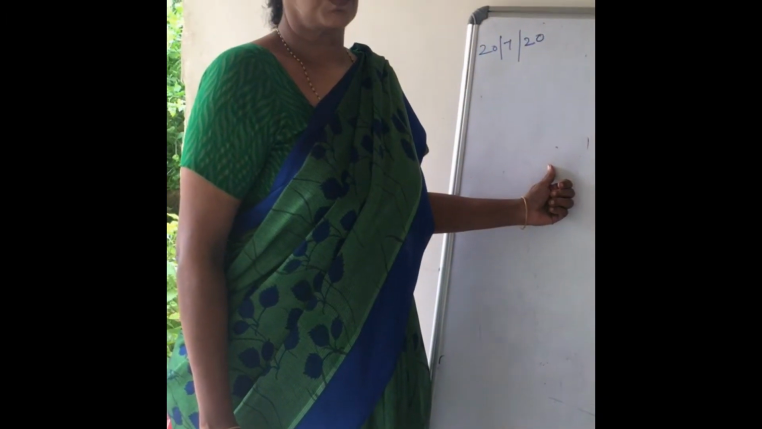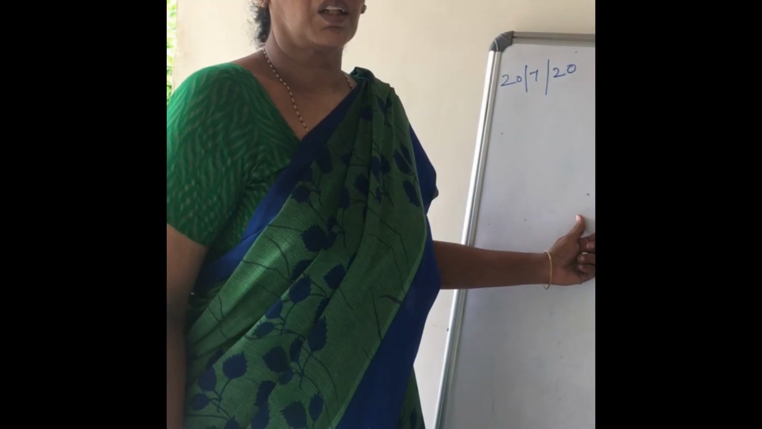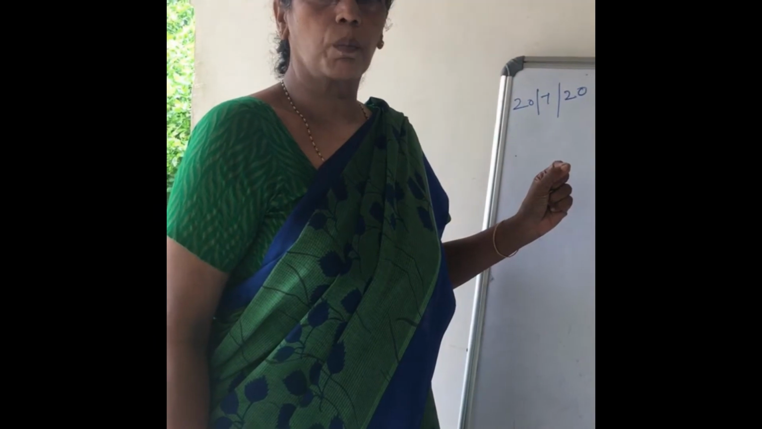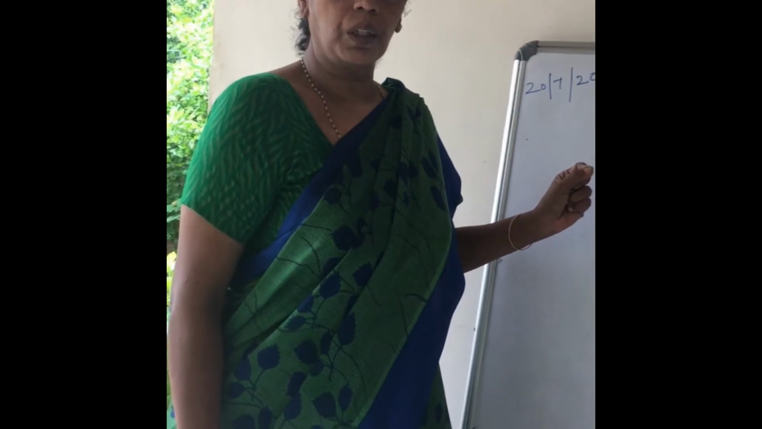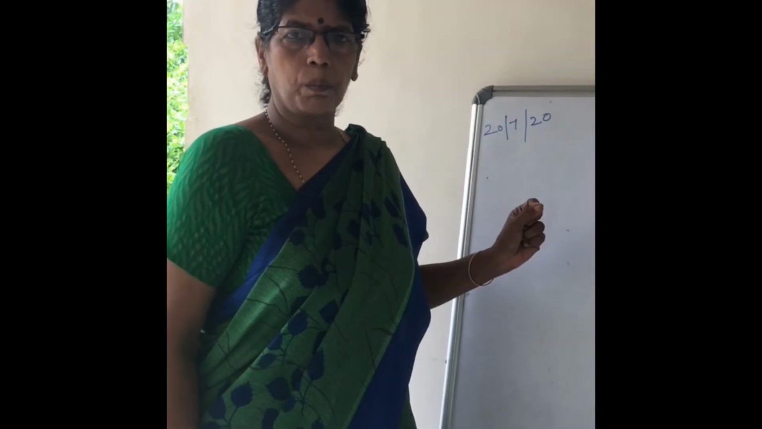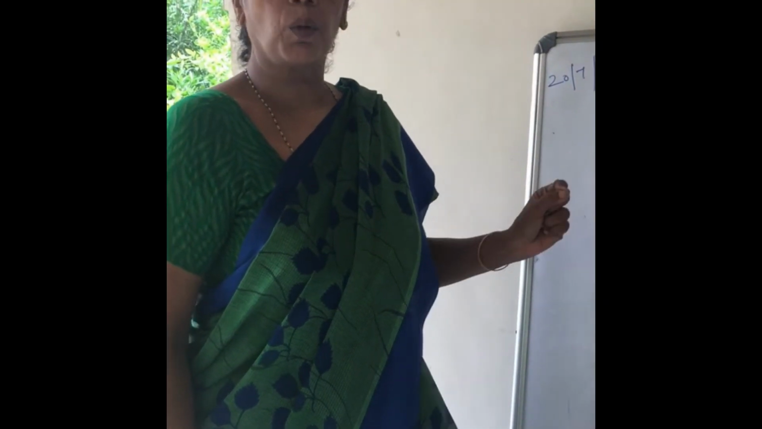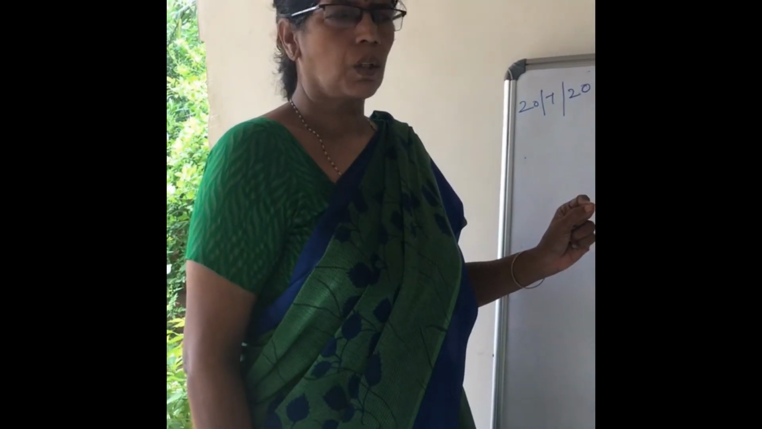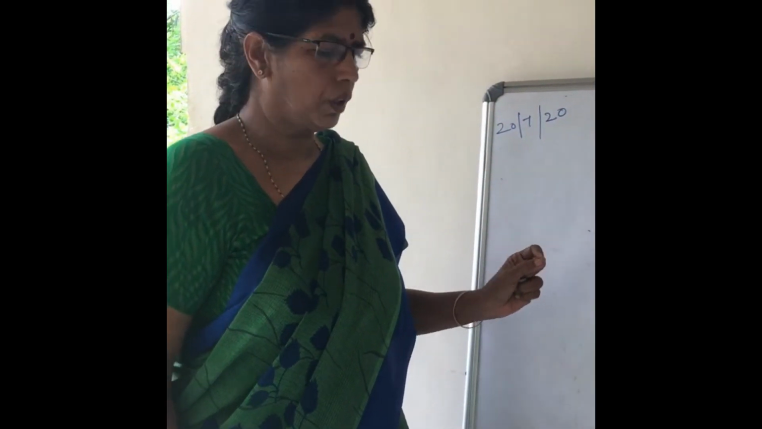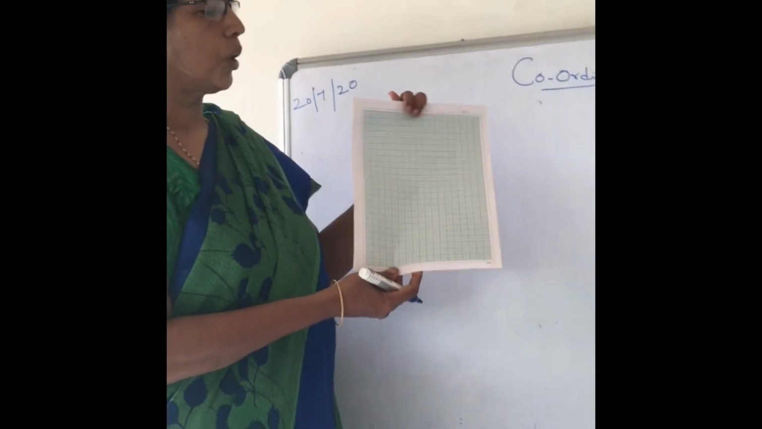Today's class, we start the chapter Coordinate Geometry. I think you have heard the word point. What is a point? A point indicates its position. The same point you can represent on a graph paper. I think all of you know what a graph paper is. A graph paper contains two types of lines.